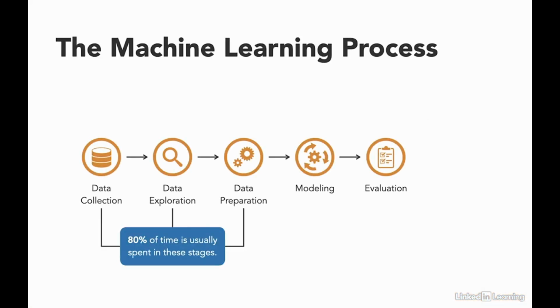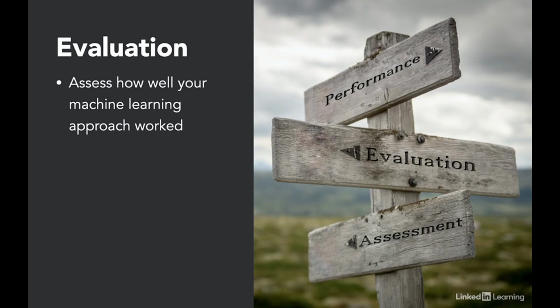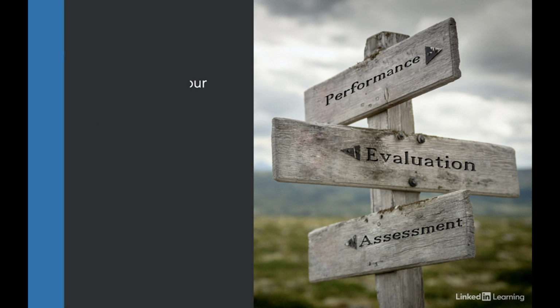The fifth stage in the machine learning process is evaluation. As the name suggests, our objective in this stage is to assess how well the machine learning approach we chose worked. There are several ways to do this. In supervised learning, where our goal is to predict a label or value, we evaluate a model by measuring how well it does in predicting labels for previously unseen data. In unsupervised learning, we usually take a more subjective approach. A good unsupervised learning model is one that provides us with results that make sense to us.